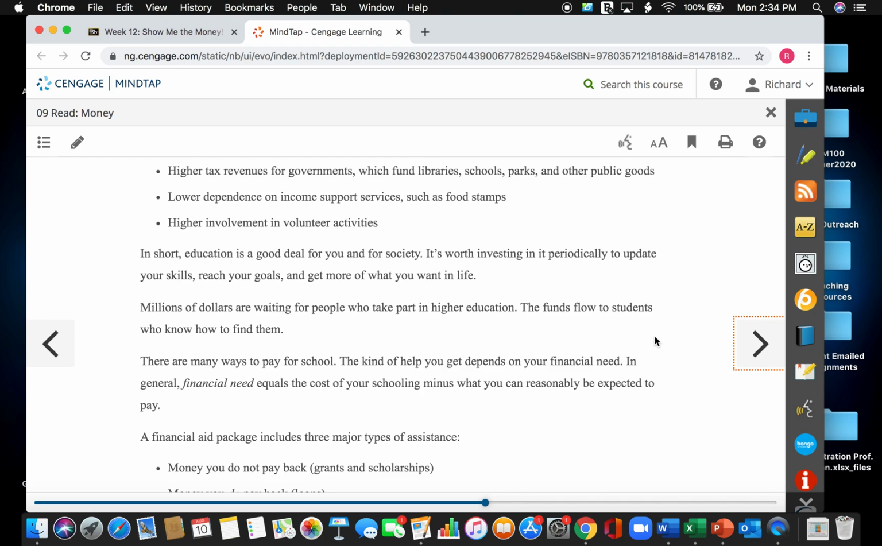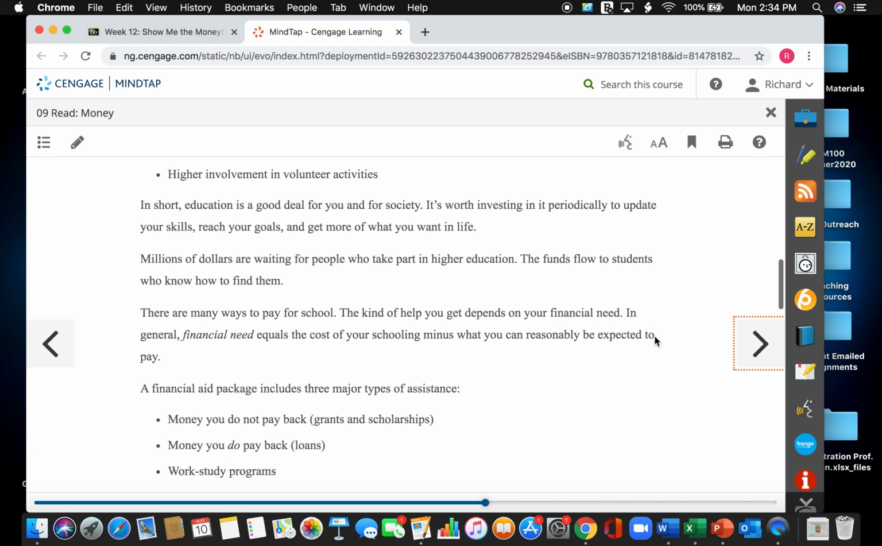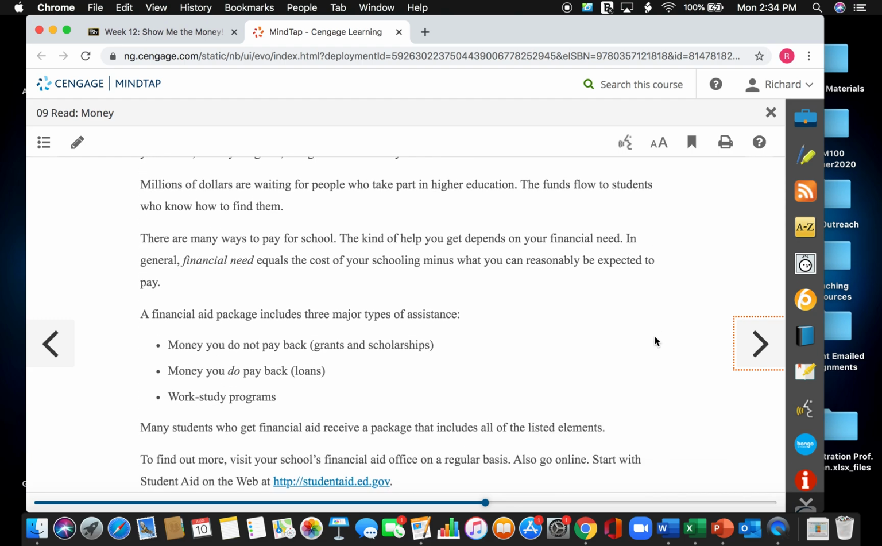It is worth investing in it periodically to update your skills, reach your goals, and get more out of what you want in life. Millions of dollars are waiting for people to take part in higher education. The funds flow to students who know how to find them. There are many ways to pay for school. The kind of help you get depends on your financial need.